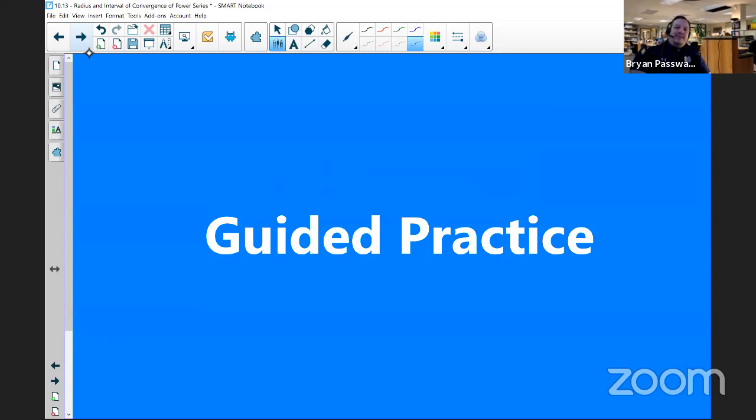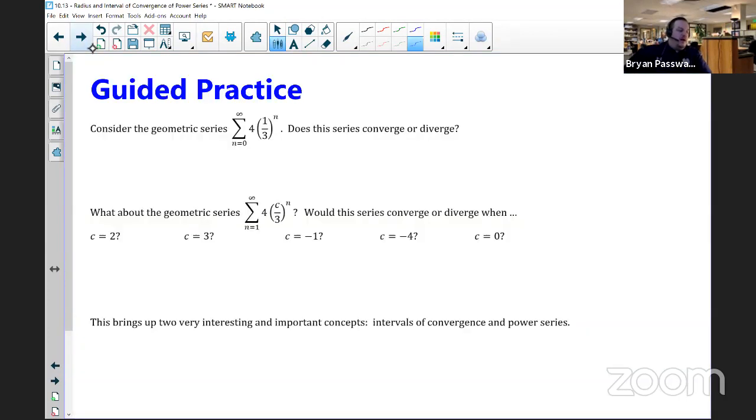So guided practice is kind of like the notes of the lesson, each day. Here's where we're going to start. I'm going to tie this back really briefly to what we did on Friday, just to make sure we're on the same page, but we're going to extend this to today's lesson in about 30 or 45 seconds. Consider the geometric series, the sum of 4 times (1/3) to the n power. Does this series converge or diverge?